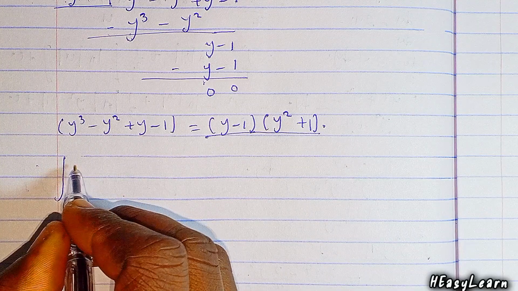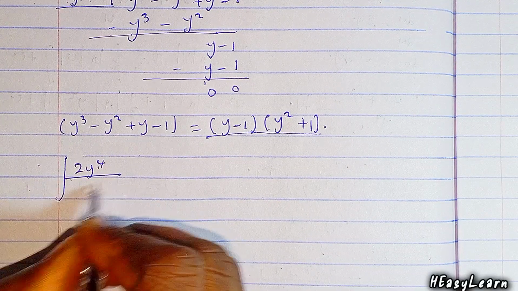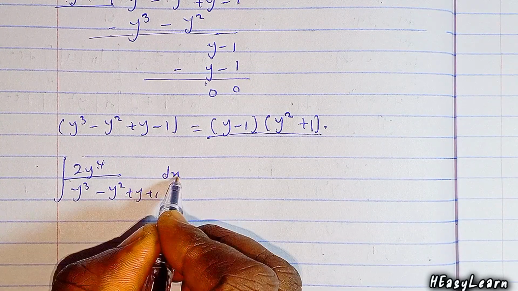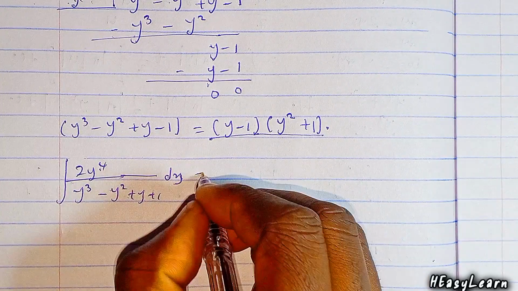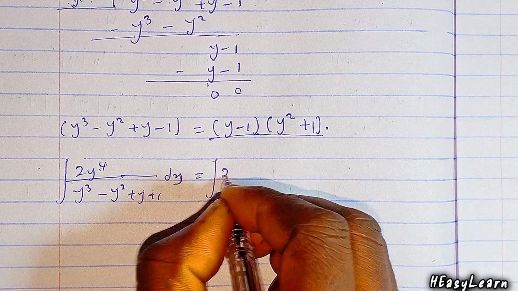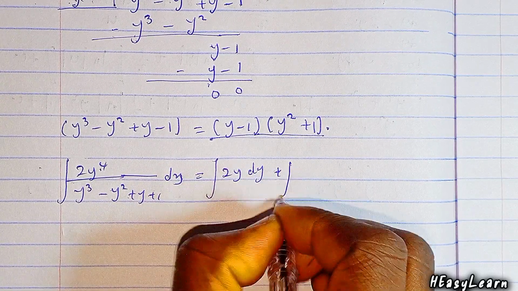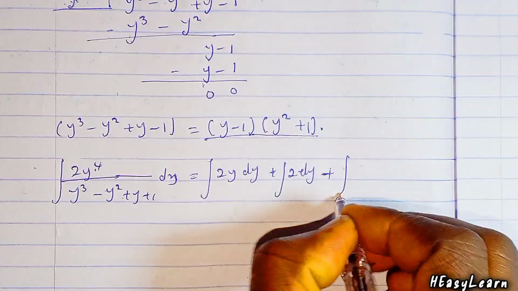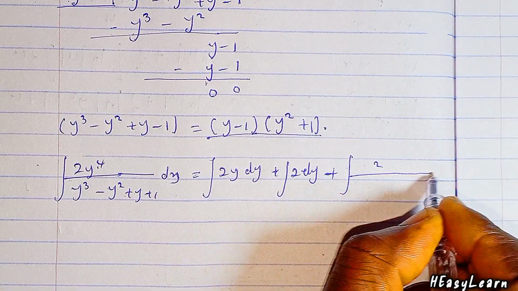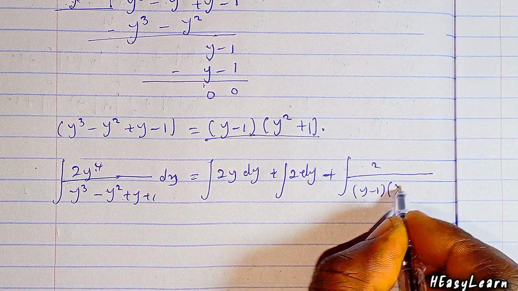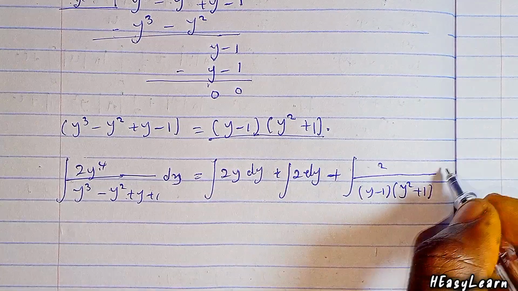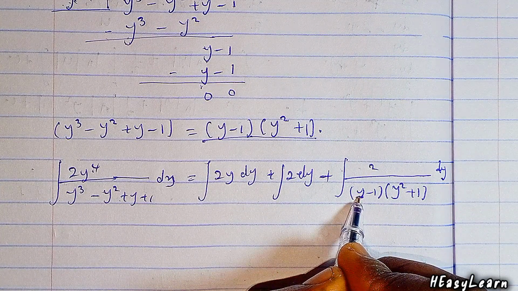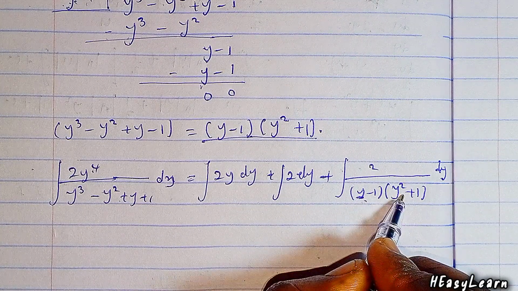So the integral of 2y to the power of 4 divided by y cubed minus y squared plus y minus 1 dy is the same thing as the integral of 2y dy plus the integral of 2 dy plus the integral of 2 divided by y minus 1, y squared plus 1 dy. So you are going to also use partial fraction to separate the denominator here.